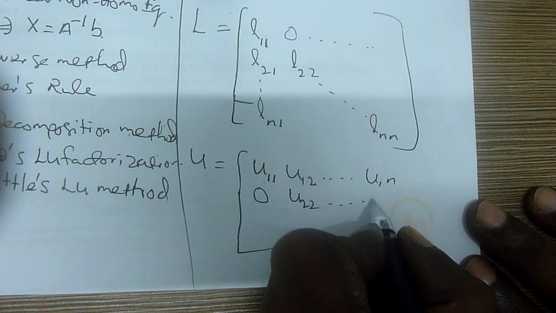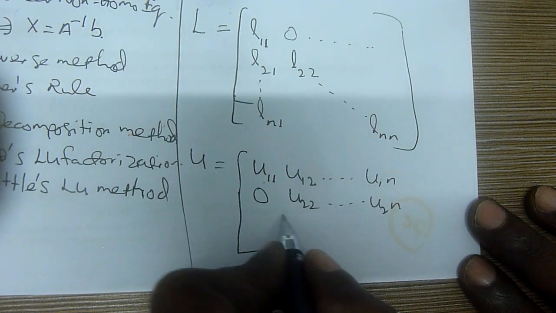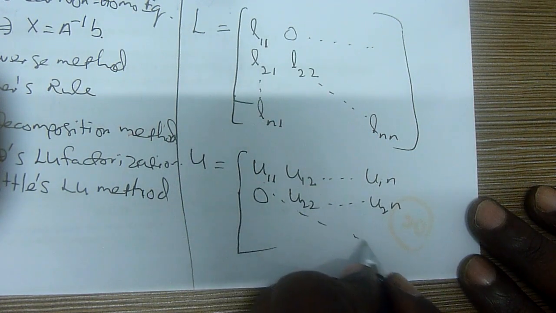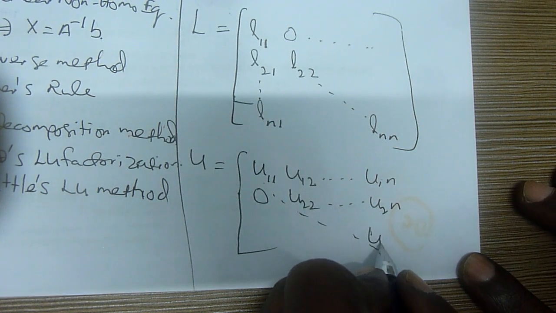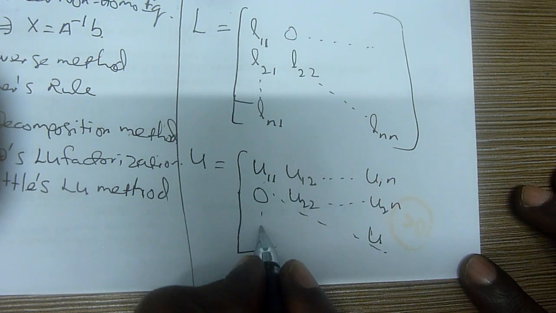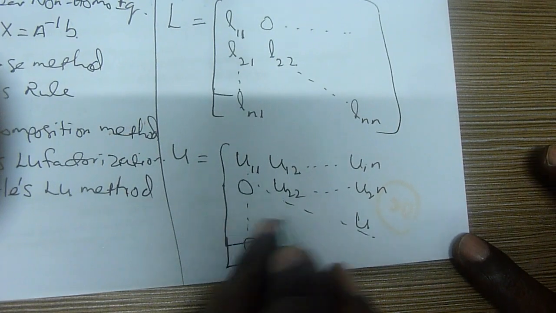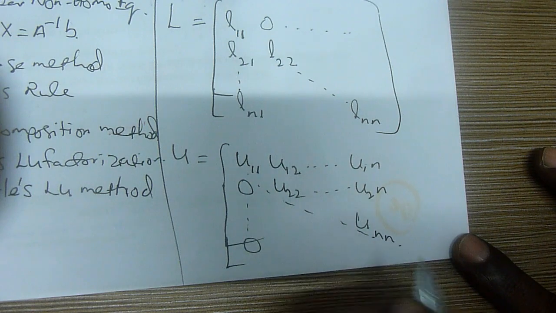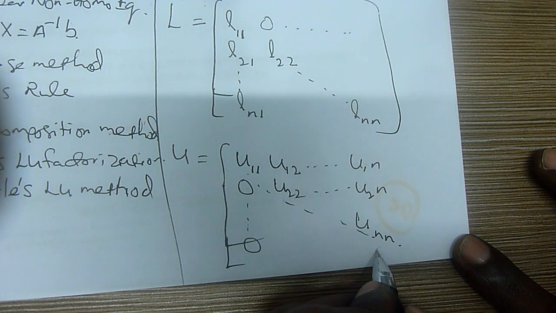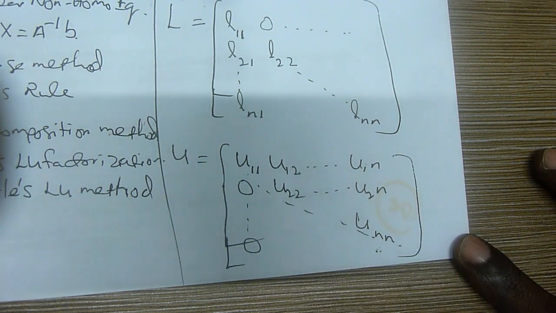Then you go to the U to the end and continue. Then you continue until the end U, and it will go on to the 0 here up to U and N. Okay, at the end you will find NN and you have solved it.